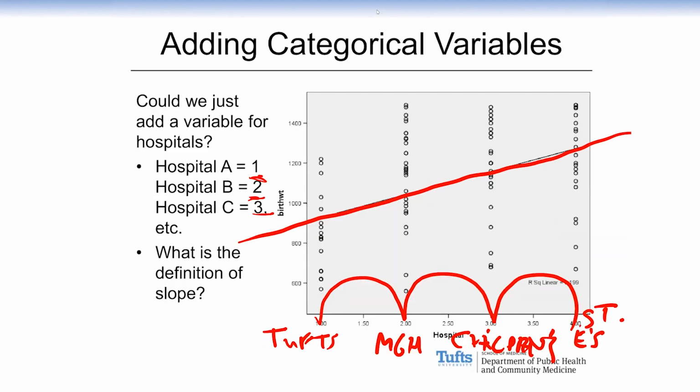The first problem is that, as you just saw, the order of these hospitals, the coding, is pretty arbitrary. Is MGH 2 or 3? Is Children's 2 or 3? We kind of just picked that out on the fly here. The second thing is that if we fit a slope through this, the difference between 1 and 2 is forced to be the difference between 2 and 3. And it's the same as the difference between 3 and 4. And the model is fitting some restrictions that might not be true in reality.